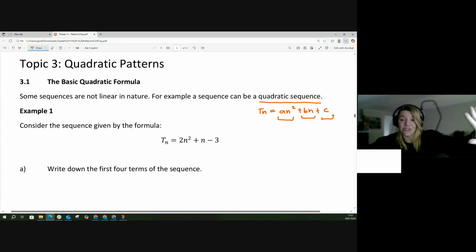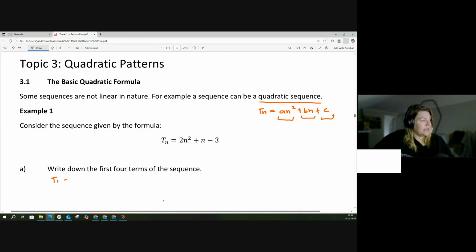That isn't to work out our general formula. That is just the general equation of a quadratic sequence. So if we were given this sequence, so we were told Tn is equal to 2n squared plus n minus 3, and we had to write down the first 4 terms of that sequence, I would like you to work out what those would be. So you're going to work out when n is 1, when n is 2, when n is 3, and n is 4.